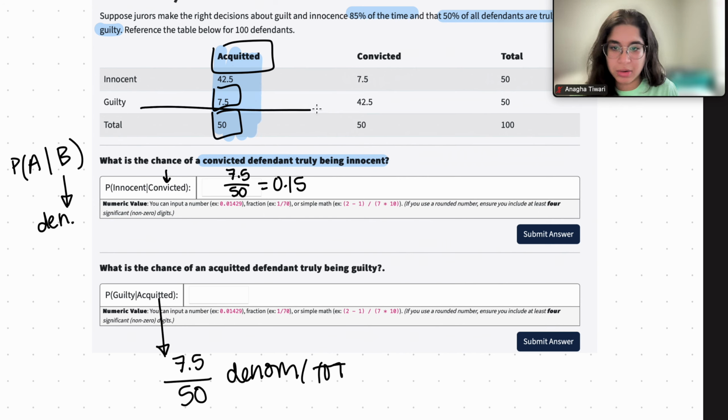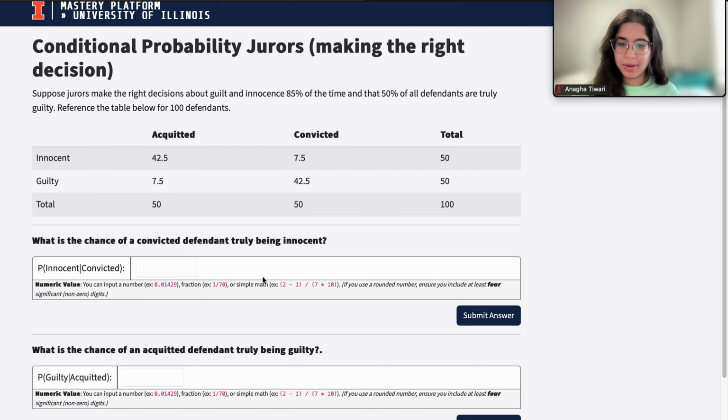Be sure to not look at the row, right? We're looking at the column, because this B here, in A given B, defines that subset of the population that we're looking at, and here it is acquitted. So out of those 50 acquitted people, we find that 7.5 are guilty. So this one is 7.5 divided by 50, or 0.15.